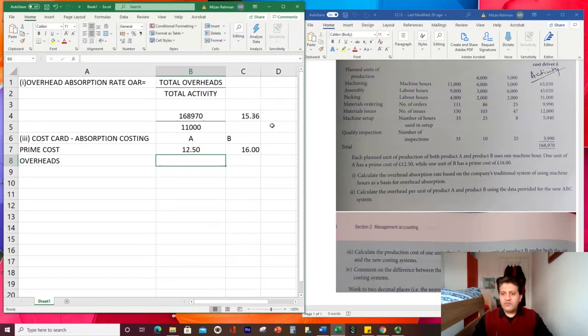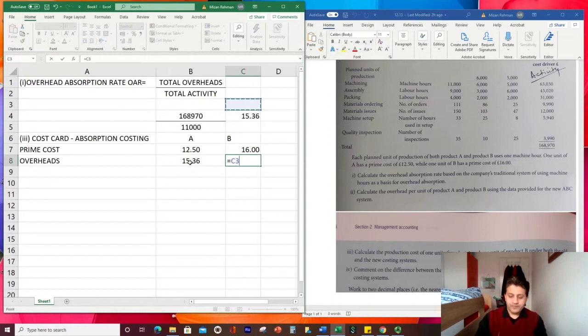In the question, it has been told clearly that each planned unit of production for both product A and B uses 1 machine hour. So an equal amount would be absorbed by each product, which makes it very simple. Sometimes you have to multiply with 1.5 if it takes 1.5 hours, or 2 if it takes 2 hours. But in this case, it's simple.